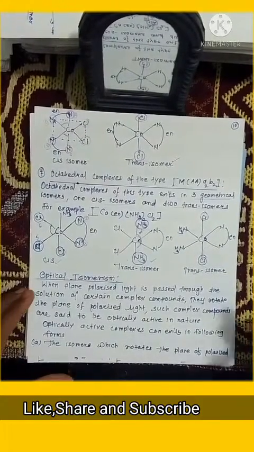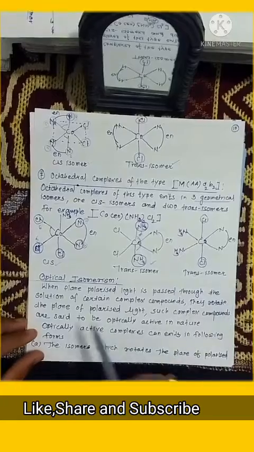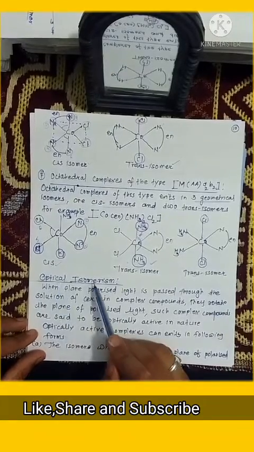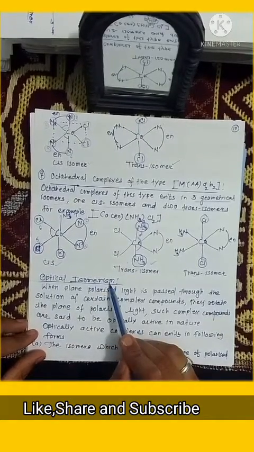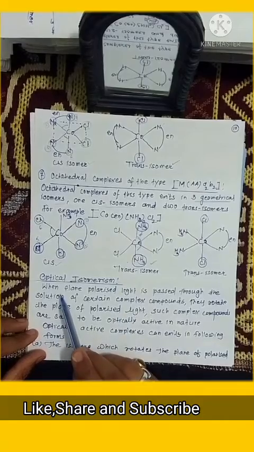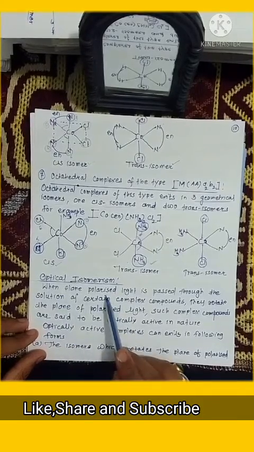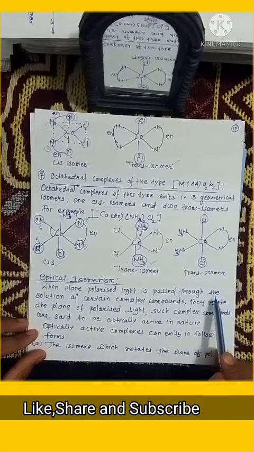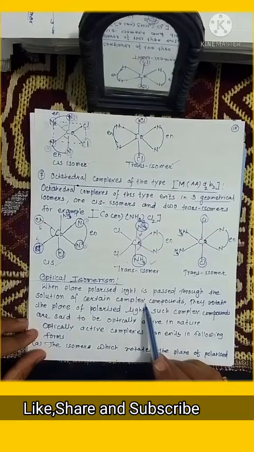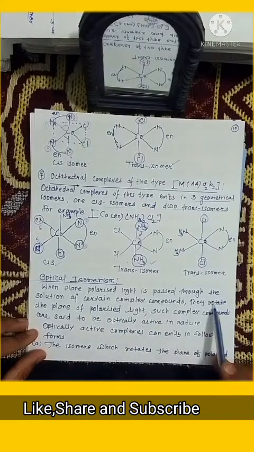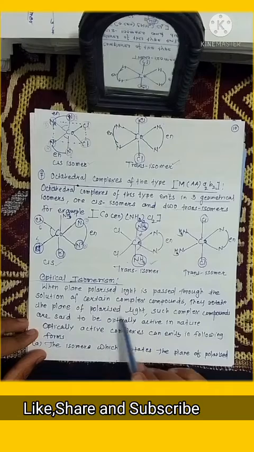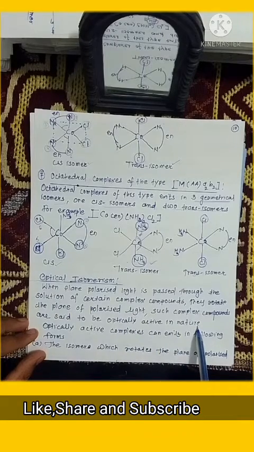Good morning, students. Today we are going to see the topic of optical isomerism. When plane polarized light is passed through the solution of certain complex compounds, they rotate the plane of polarized light. Such complex compounds are said to be optically active in nature.